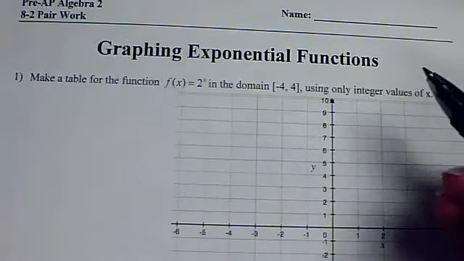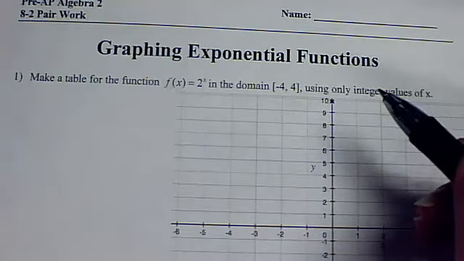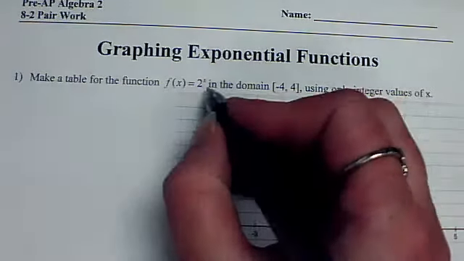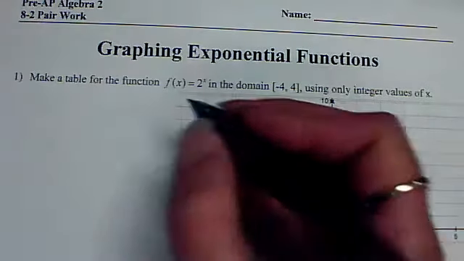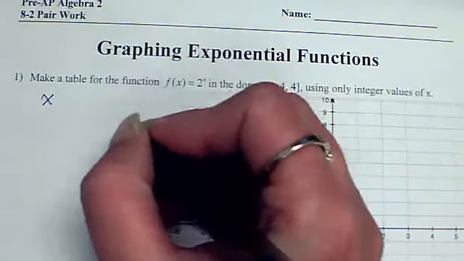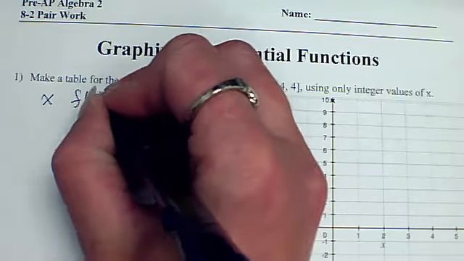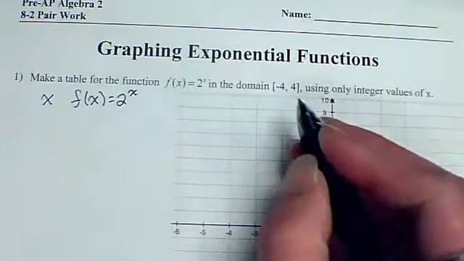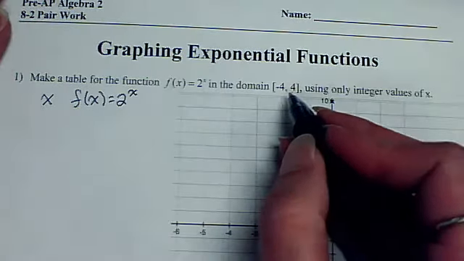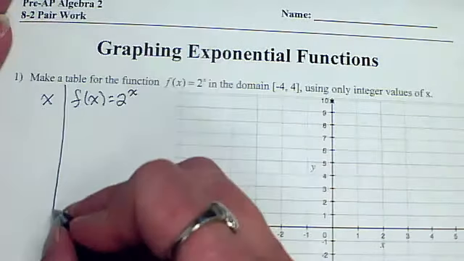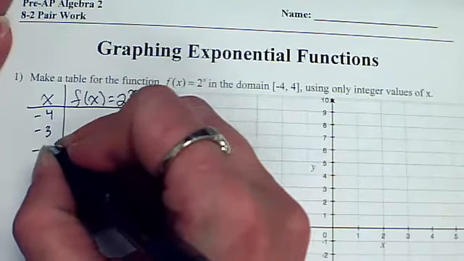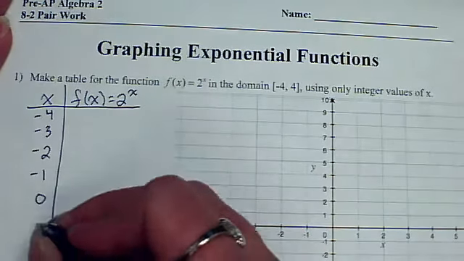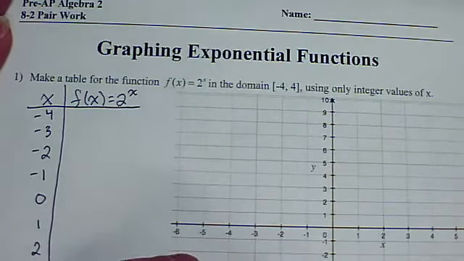Last lesson, we're going to be talking about graphing exponential functions. An exponential function I want to graph is the function f of x equals 2 to the x. So I'm going to make a nice little table. And my instructions say I want to keep my domain from negative 4 to 4. So that means negative 4, negative 3, negative 2, negative 1, 0, 1, 2, 3.